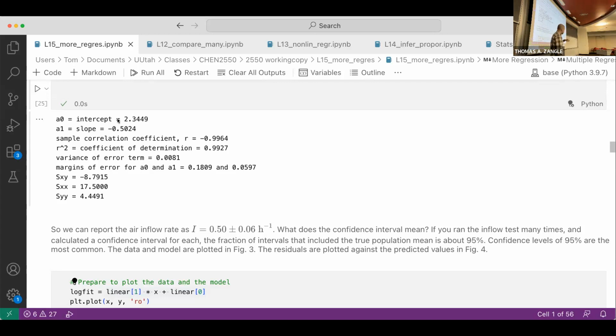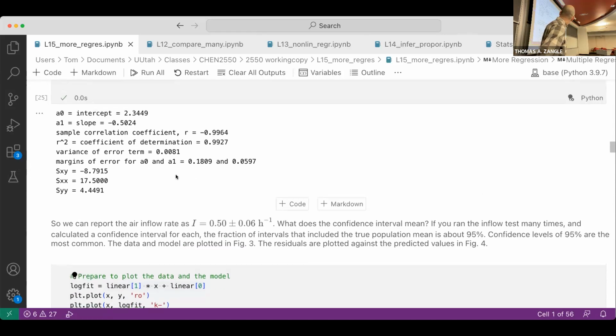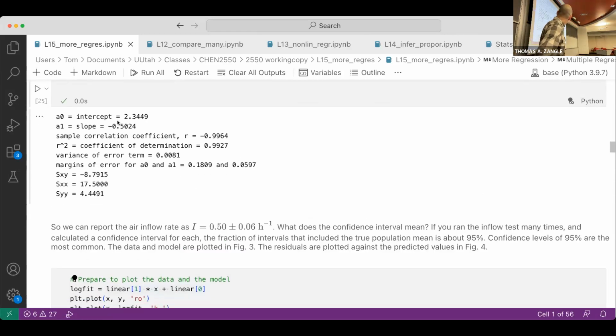And then from that, using the methods from our linear regression, we can put confidence intervals on our different variables. In this case, I is just the slope. That was the air inflow rate. I was just the slope of our function, even our log transform function. We found the slope to be minus 0.5, and our model defined that as minus I. So that means I is 0.5, and we put a margin of error on that slope. We found that to be about 0.06, both with units of per hour.